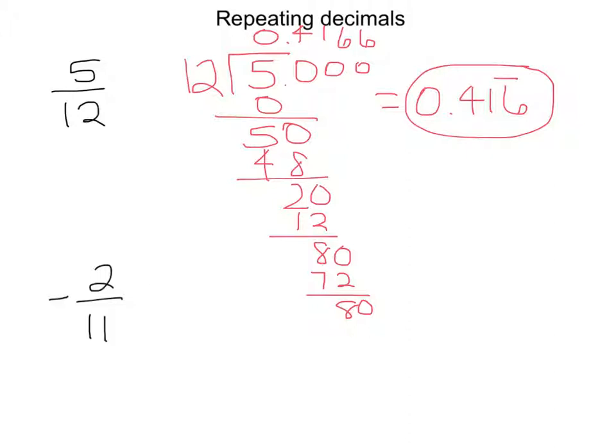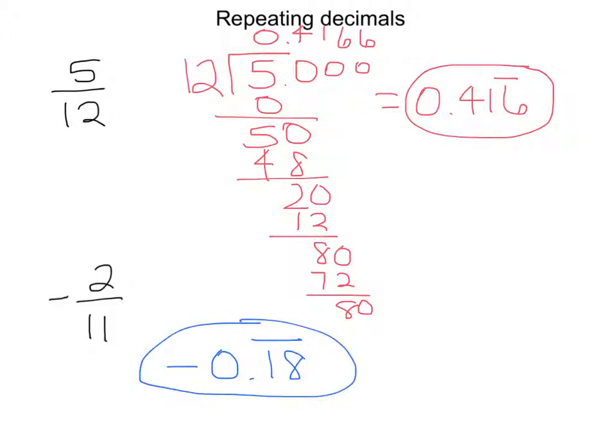Go ahead and try the next example on your own, -2/11, and I will give you the answer in just a moment. So pause the video here. The answer for -2/11 should be -0.18, where the 18 repeats. So this is an example of a repeating decimal, but sometimes we have 2 or 3 numbers that just continue to repeat over and over, so they can be a little bit trickier to find.